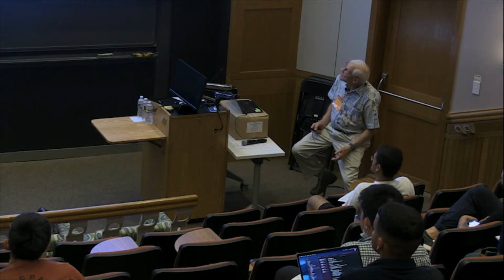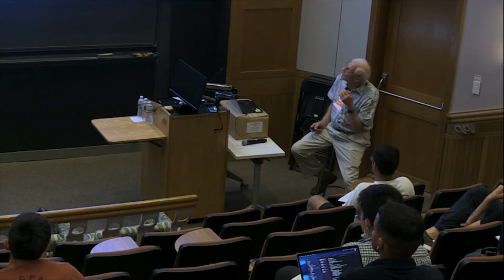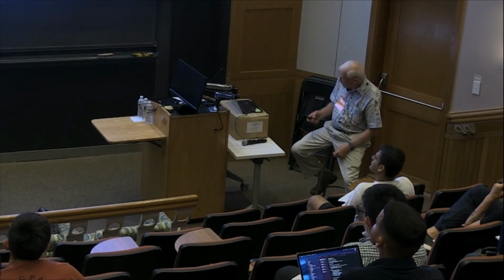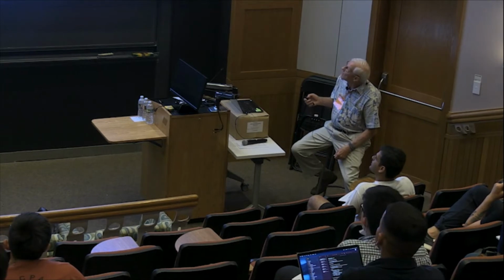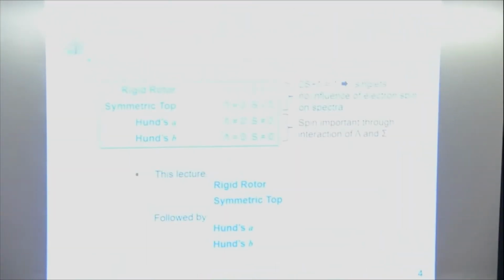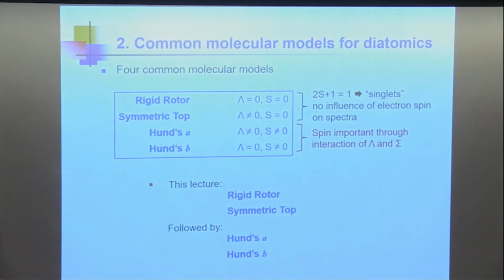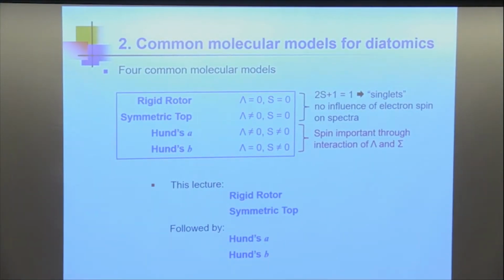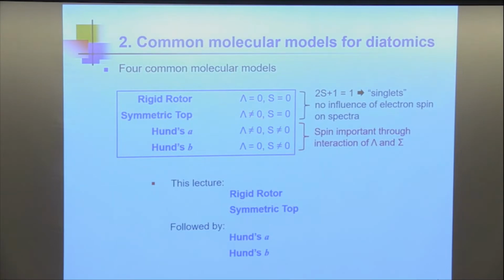So this basically boils down to 4 of the most common molecular models shown here. If lambda and S are both 0, we're going to find out it's the same. We've already done the rigid rotor. If, on the other hand, lambda is unequal to 0, there are 4 possibilities here. These are the 2 in which spin is not 0, and they cause trouble: Hund's case A and Hund's case B.